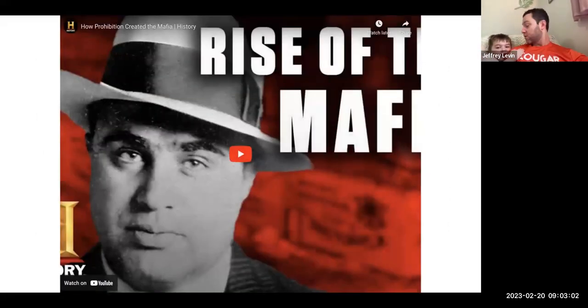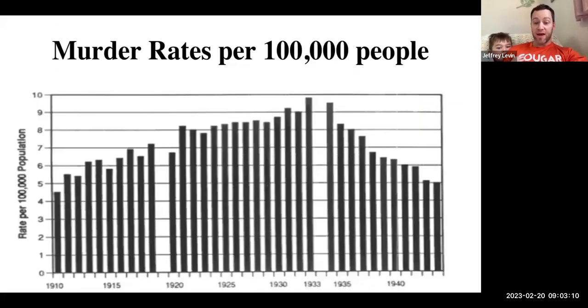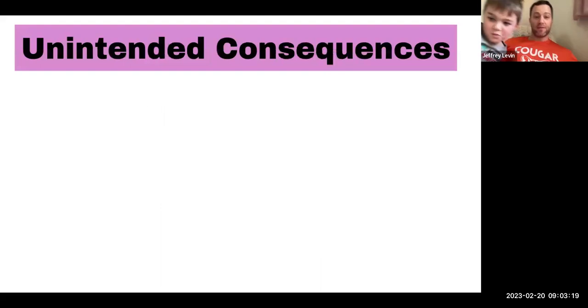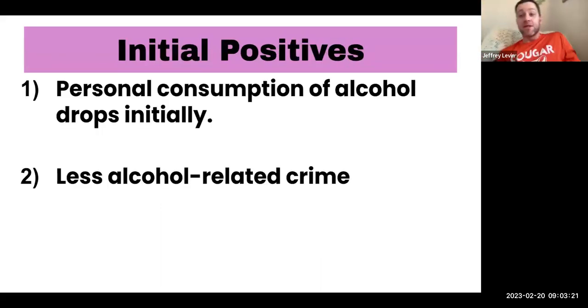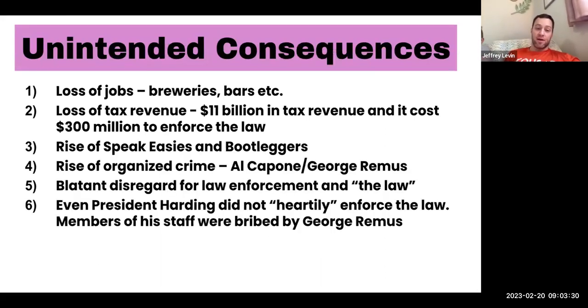Right? It also leads to the rise of the mafia. Anybody who's seen Godfather or Godfather 2 knows how these things go together. Crime goes way up. You see that murder is way up during this decade, partially because this is the major period of the mob and the mafia. Initially, alcohol consumption does decrease. There is less alcohol-related crime. It does have its positive effects at the very beginning, but as time goes on, jobs are lost. There's tax revenue. The government, which taxes alcohol, does not bring in money because alcohol is not being sold. So that basically loses $11 billion in revenue.